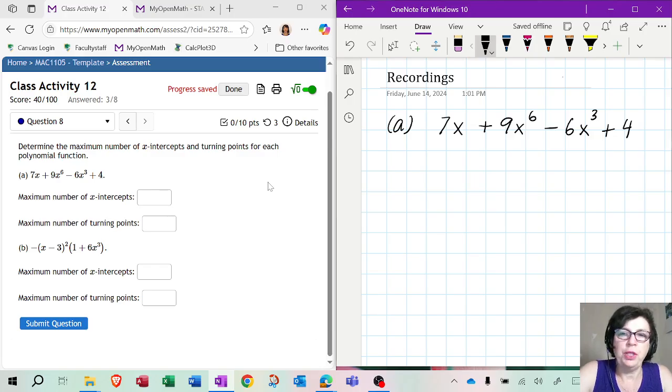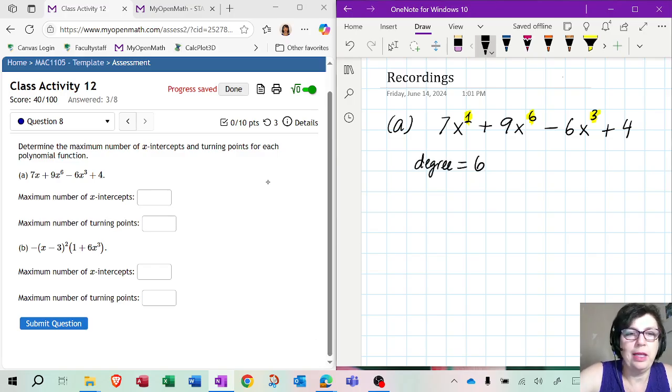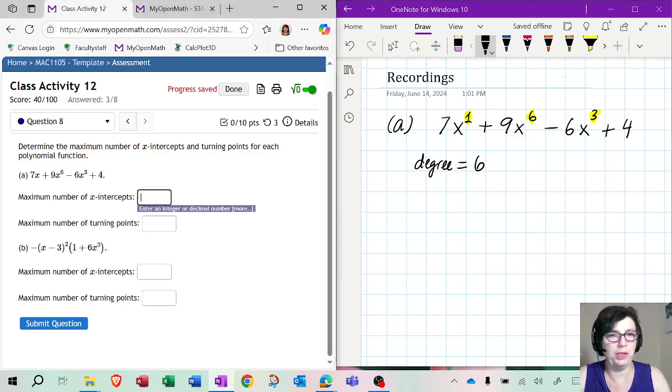Okay, the first thing we need to do is determine what is the highest power that happens here. So this one is actually power 1. If we look at the powers, we've got power 1, power 6, power 3, and this is just a number, so it doesn't have a power. We can say power 0. Okay, now which of these numbers is the largest? The answer would obviously be 6. Because this polynomial has degree 6, it will have 6 x-intercepts or less. It cannot have more than that. So this is going to be 6.